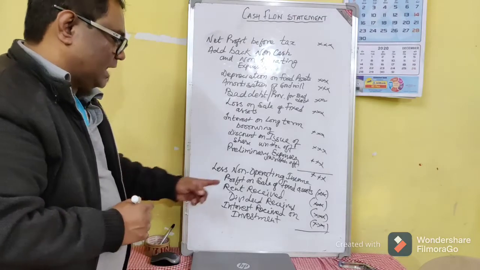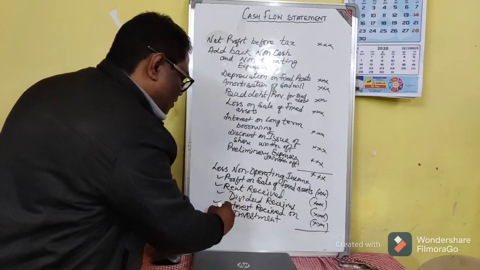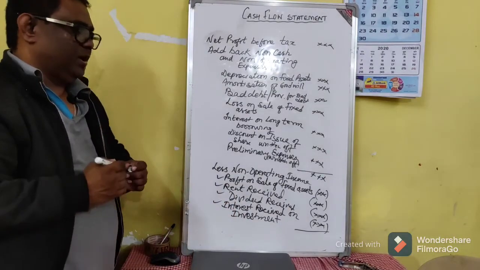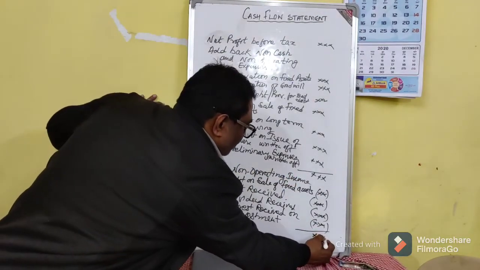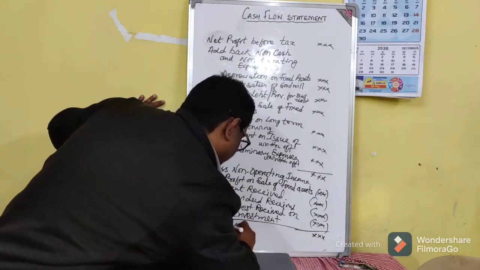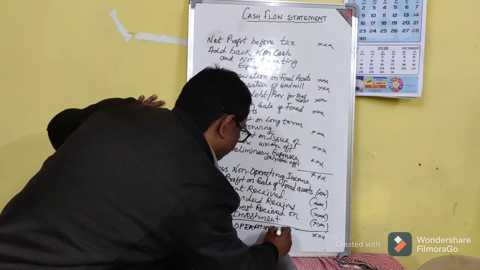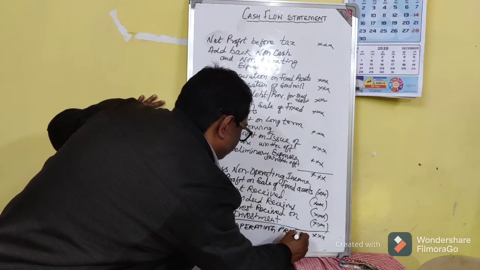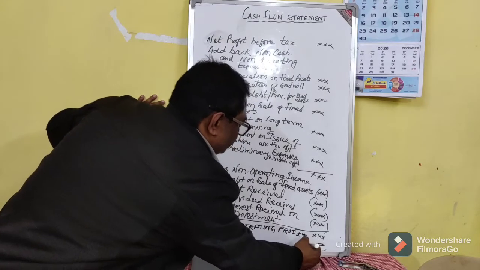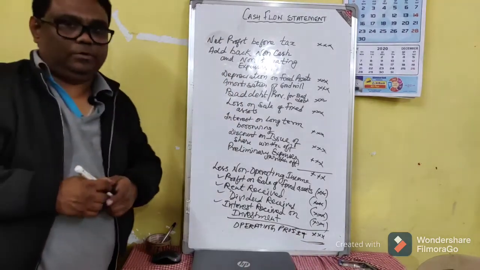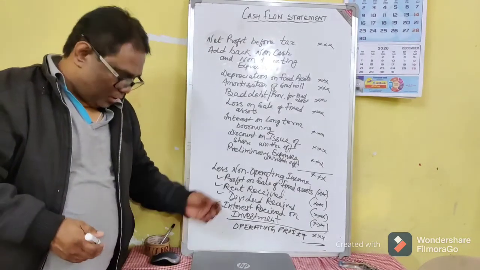Profit on sale of fixed asset, rent received, dividend received, interest received on investment. So they are non-operating income. They are to be subtracted. So if we subtract now, we will get here operating profit. This is operating profit. So now in operating profit we have to do the adjustment of working capital.